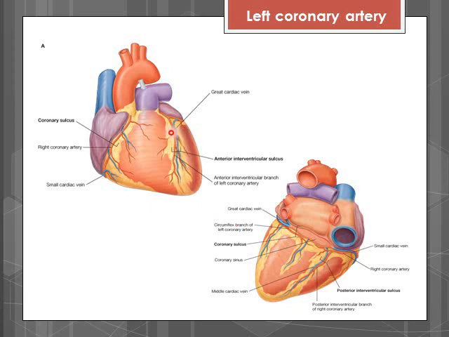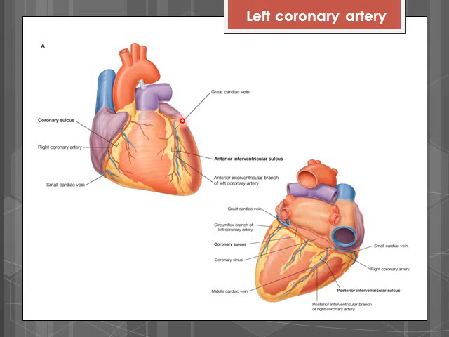Along its course, it gives the left conus branch to the pulmonary conus or pulmonary infundibulum, and gives multiple ventricular branches for the adjacent sides of the right and left ventricles. Also, it gives a very important septal branch, which supplies most of the interventricular septum, leaving the posterior part of the septum to be supplied by the septal branch of the posterior interventricular artery.